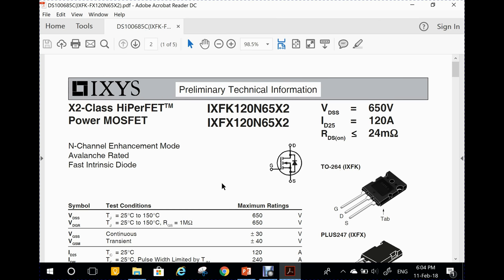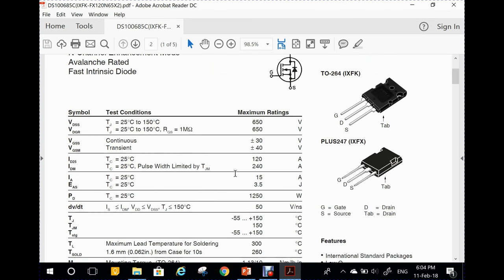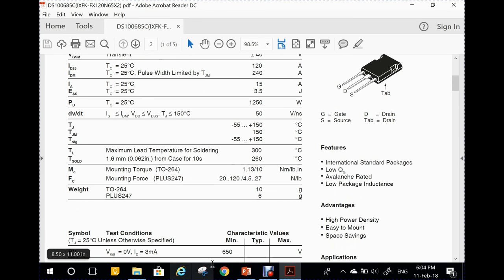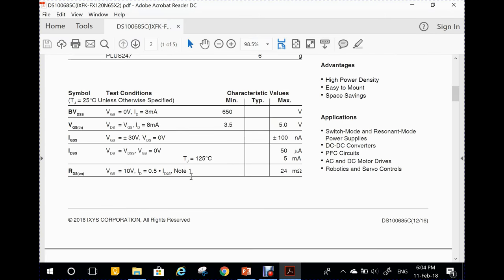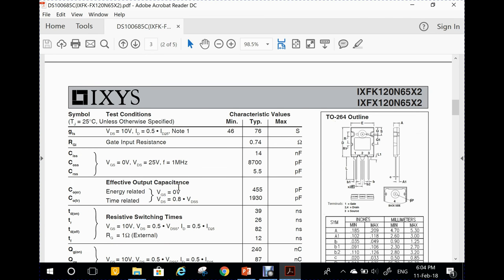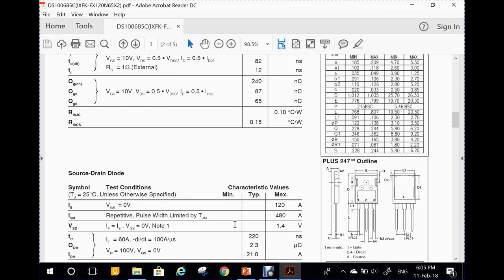In these lectures, I'm taking this particular MOSFET, an IXYS MOSFET, as an example. In the first part of the lecture, I covered this first table and this one, and in fact, we got to this point. As I've already said, the input capacitance and output capacitance are covered in dedicated videos, so I'm not going to cover them again. So let me start here with the diode.